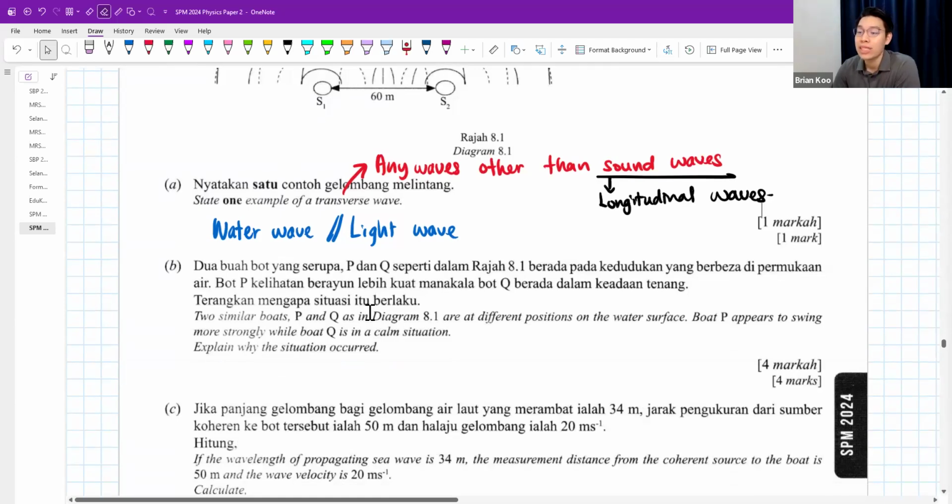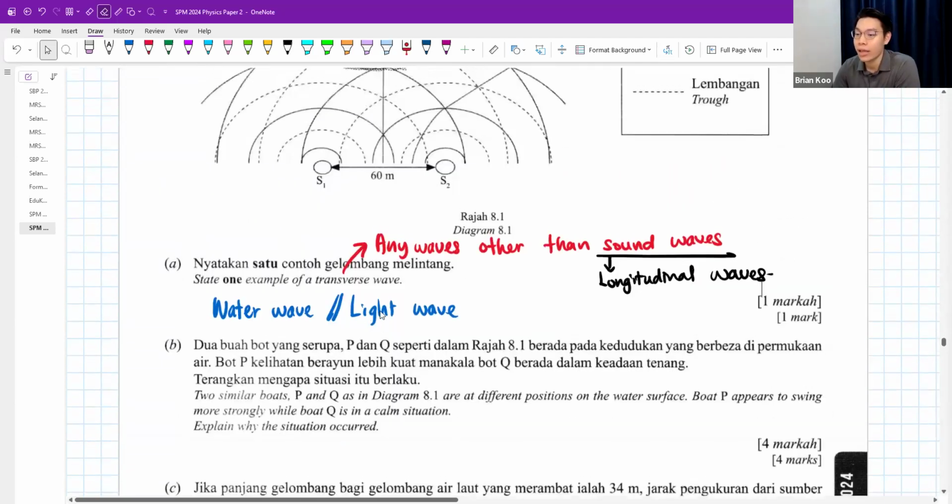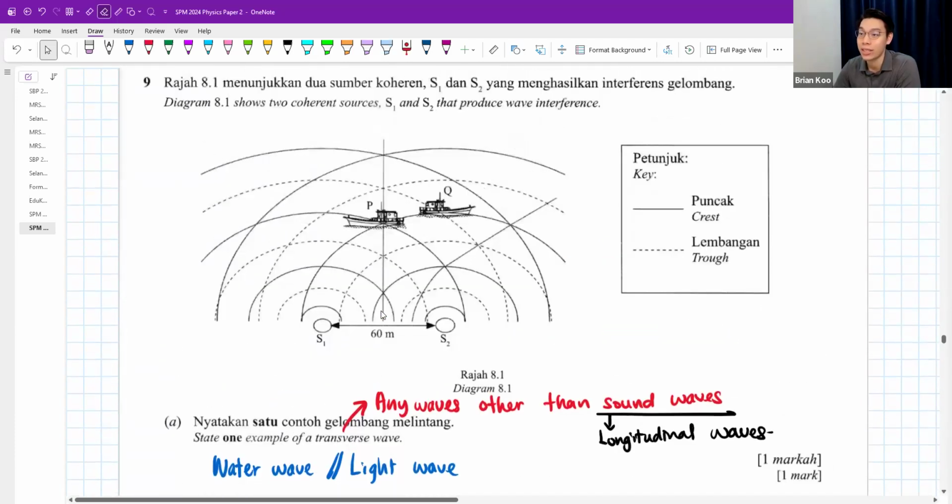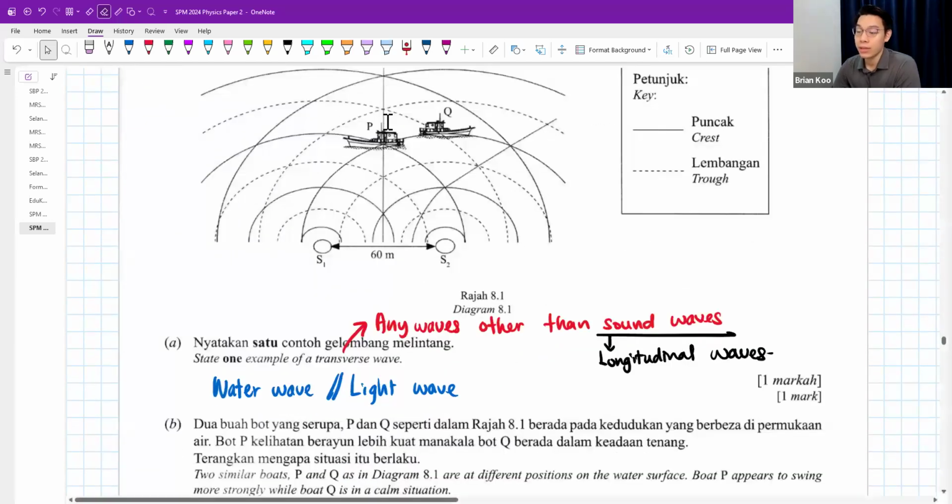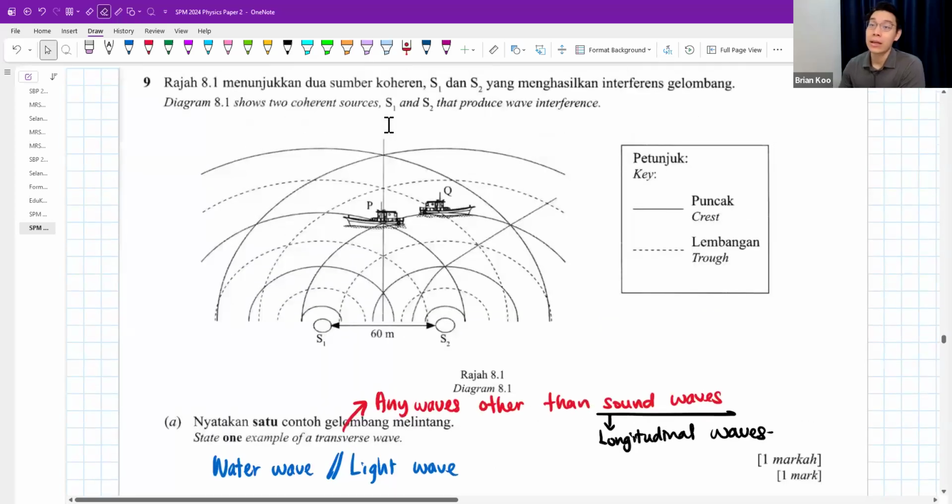Okay, part B. Two similar boats P and Q in diagram 8.1 are at different positions on the water surface. Boat P appears to swing more strongly while boat Q is in a calm situation. Explain why the situation occurred. Okay, why boat P swings strongly, Q is very calm. Yeah, talk about the point. What happens there? Maybe I write down some explanation here.